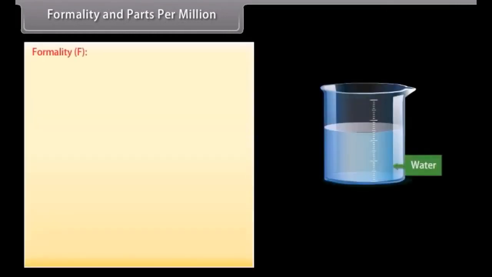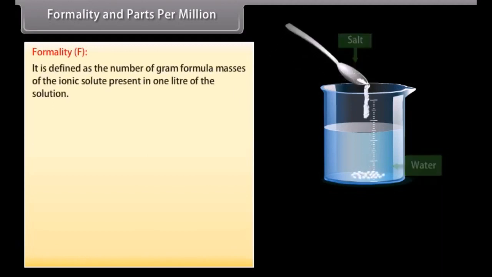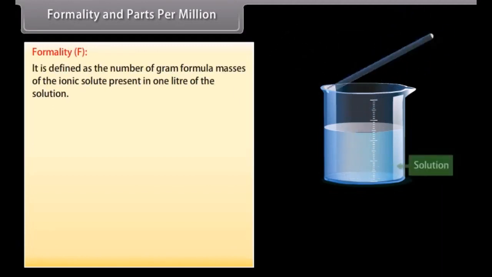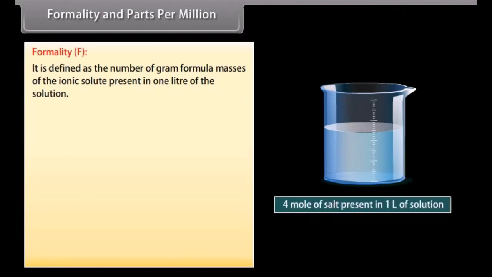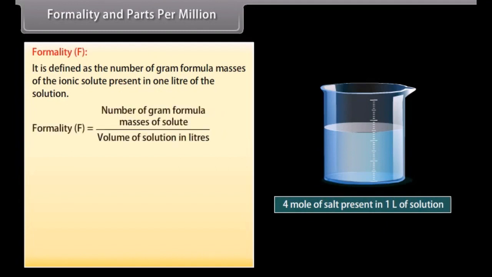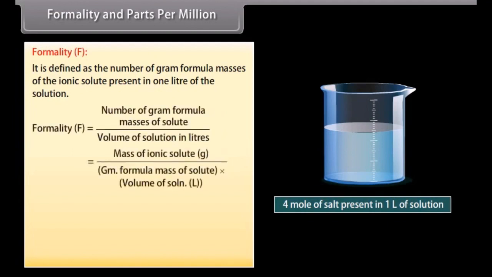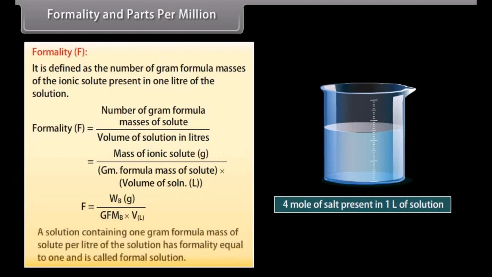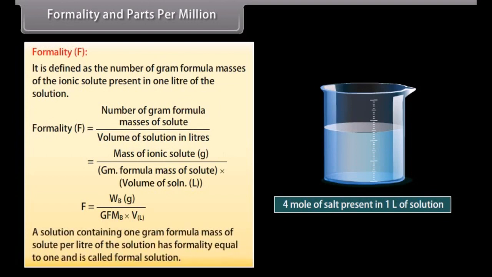Formality and parts per million. Formality. It is defined as the number of gram formula masses of the ionic solute present in 1 liter of the solution. It is represented by F. Mathematically, formality is represented by F is equal to Wb in grams divided by the product of gram formula mass of B and volume of solution in liter. A solution containing 1 gram formula mass of solute per liter of the solution has formality equal to 1 and is called a formal solution.